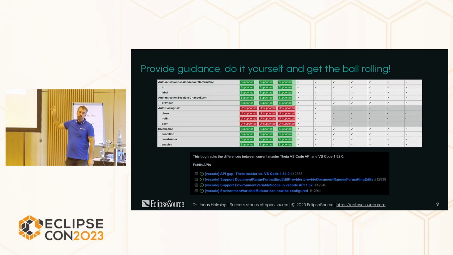That's a tool that created a diff between the VS Code API and the Theia API. We see a screenshot of that on top, and that showed exactly in which version which API is missing. So we see here "unsupported". So it was very easy to see the diff, right? The problem was suddenly very visible.